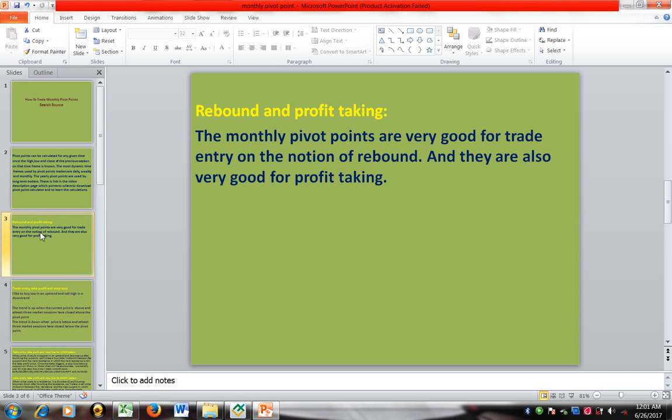The scope of this video is to present how to use monthly pivot points to trade bearish bounce. The monthly pivot points are very good for trade entry on the notion of the bounce, and they are also very good for profit taking. So we can use them to enter a trade as well as determining our exit point, both entry and exit point. That is fantastic.